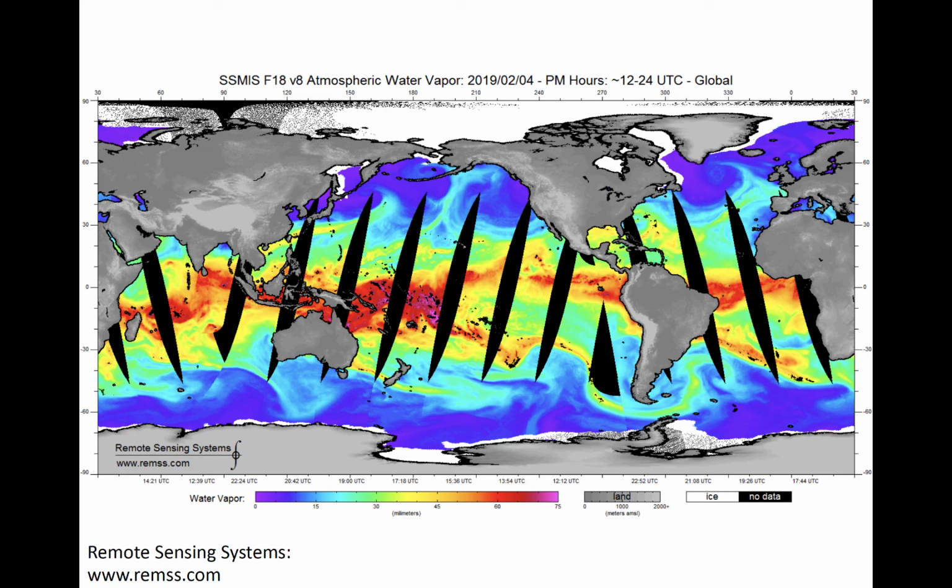Several products can be derived from the SSMIS brightness temperatures when used collectively. Half a day's worth of swaths for one satellite are shown here. This figure shows column integrated water vapor derived from the multiple bands used for water vapor detection. It represents the mass-weighted integral of water vapor present in a column. The red colors represent large values of water vapor, which are mostly present in the deep tropics.